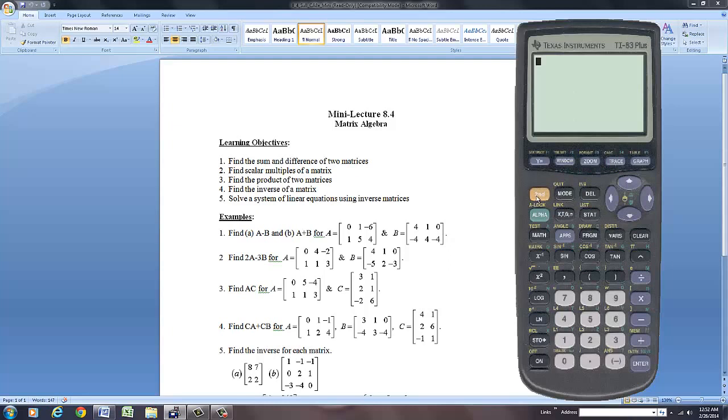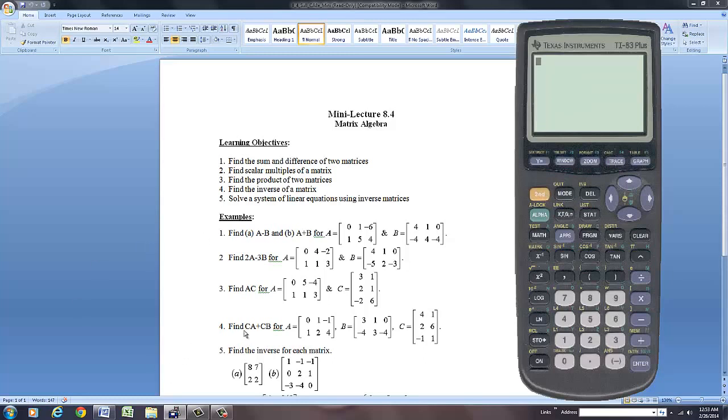We want matrix C now. So back to the matrix menu. Number 3 is C, so hit 3, and C has dimensions 3 by 2. So enter a 3, then a 2. Enter the components. So it'd be 4, then a 1, then a 2, a 6, -1, and a 1. And we want out of this menu.